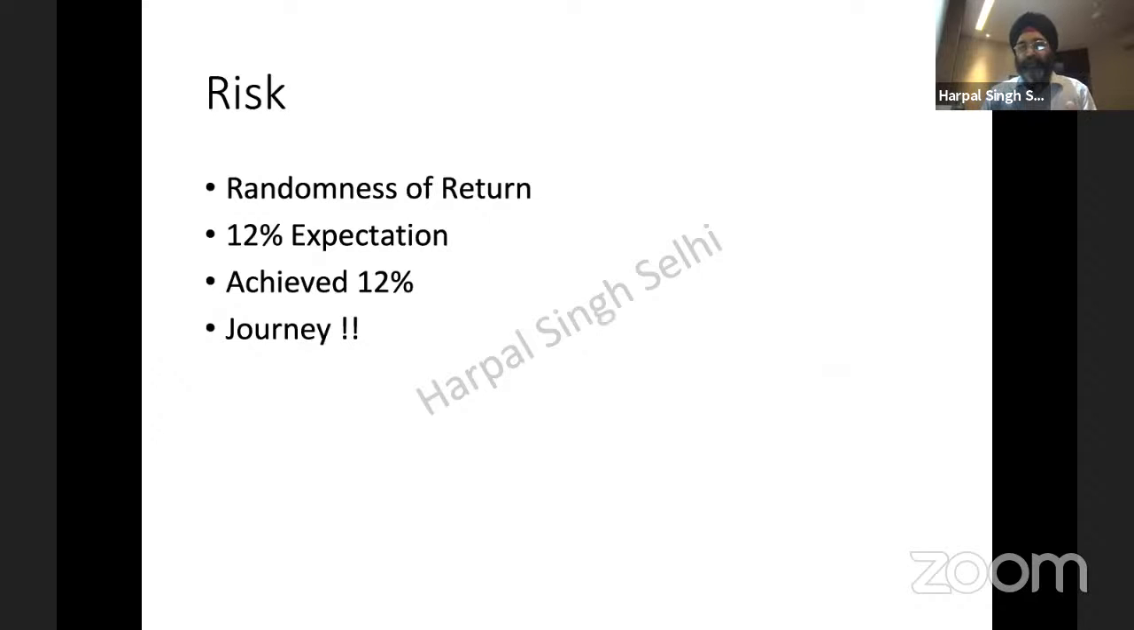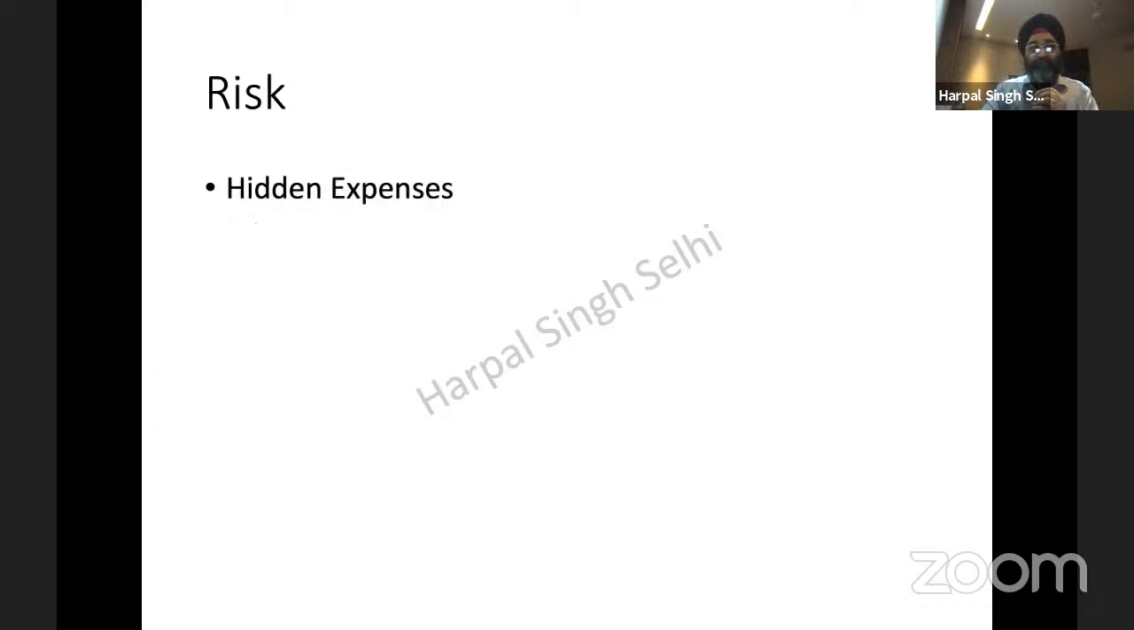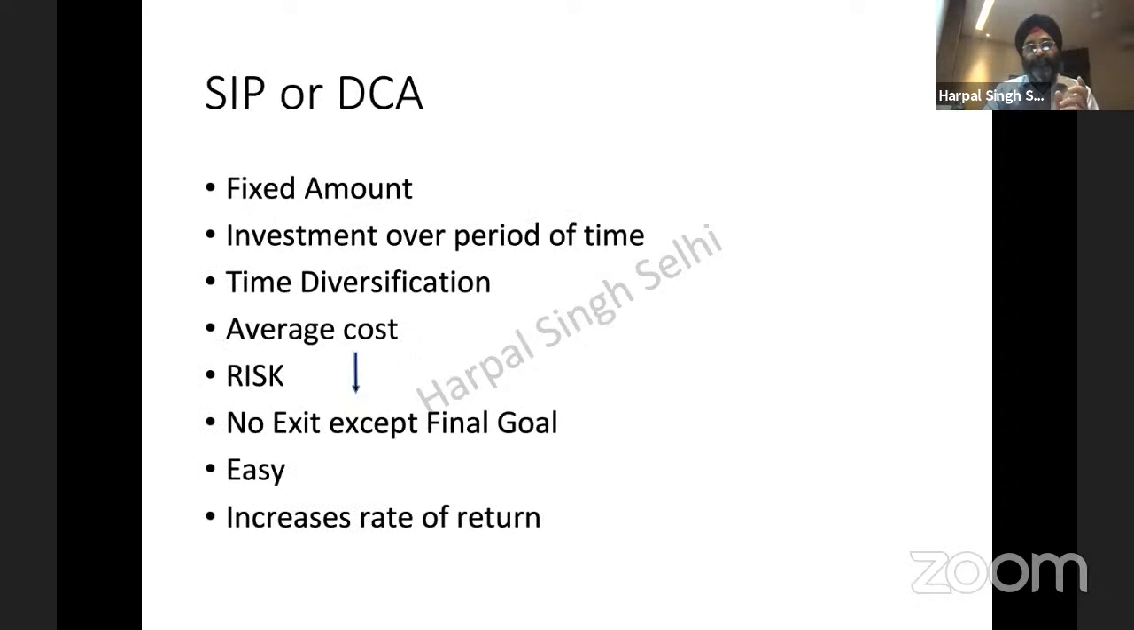So risk क्या है stock market में? Is randomness of return. हमारी expectation है 12% की कि FD plus inflation मिल जाए हमें. आजकल FD 5% हो गई है, inflation is 7%, so 12% आ जाए. जिस साल तो अचीव हो गया तो वी आर वेरी हैप्पी, नहीं होता तो वी कहते हैं स्टॉक मार्केट सट्टा है. दैट्स नॉट एक्चुअली ट्रू. Variance in return is risk, but we should go by standard deviation and CAGR. So hidden expenses are also a risk, which we should be very careful about.